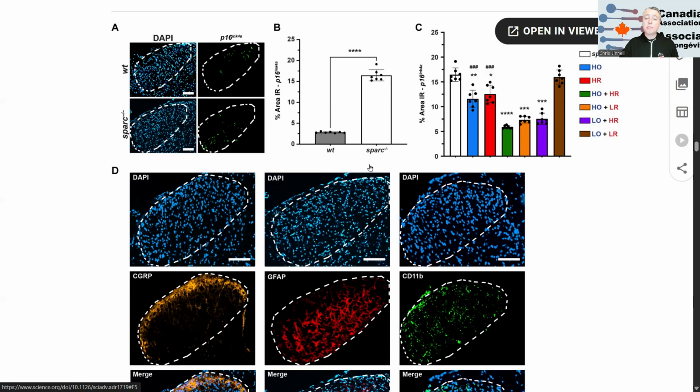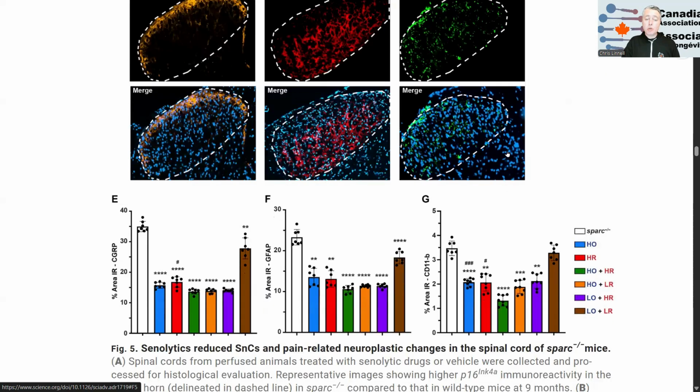And once again, the spark mice had a lot more senescence compared to wild-type mice based on the senescent marker P16. However, after treatment, this marker was reduced, especially in the combined high-dose group. Next, they looked at immunoreactivity and specifically 3 molecules which are associated with pain. And once again, treatment resulted in a decrease in these 3 different molecules, with once again the combined high-dose treatment group performing best, especially for this one on the right. The low-dose combination group once again performed worst.